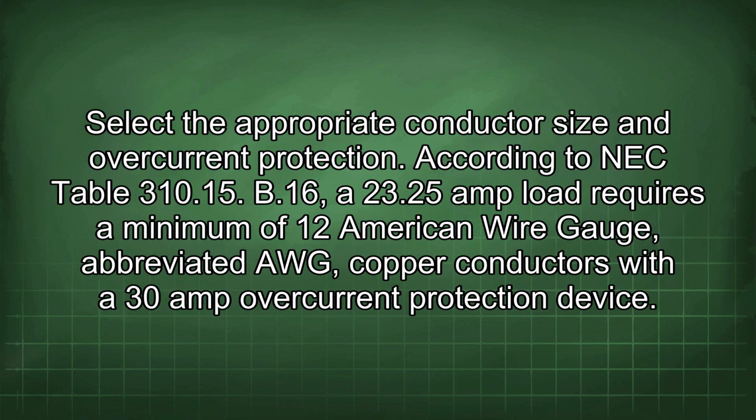Select the appropriate conductor size and overcurrent protection. According to NEC Table 310.15(B)(16), a 23.25 amp load requires a minimum of 12 American wire gauge, abbreviated AWG, copper conductors with a 30 amp overcurrent protection device.